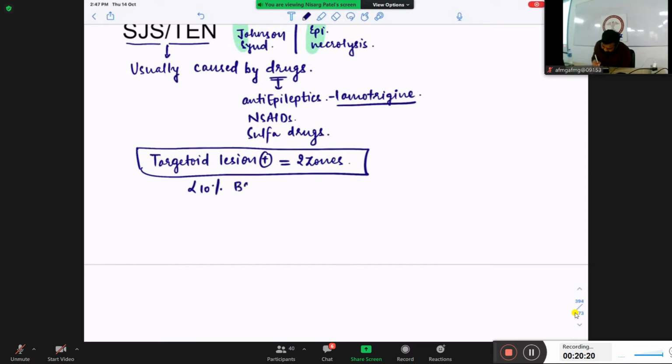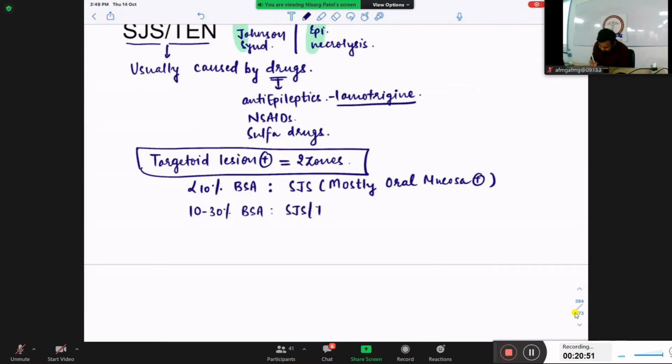Now see this, if only less than 10% body surface area is involved, the syndrome is Stevens-Johnson syndrome. Mostly oral mucosa is involved. So in less than 10% body surface area, oral mucosa is most commonly involved. With 10 to 30% body surface area, you can say both these diseases are present, but if more than 30% body surface area, it is toxic epidermal necrolysis.